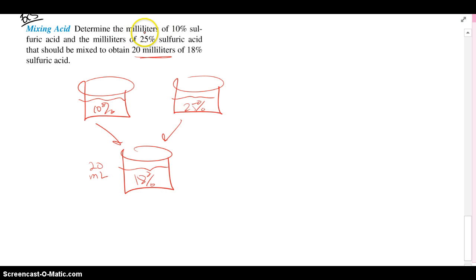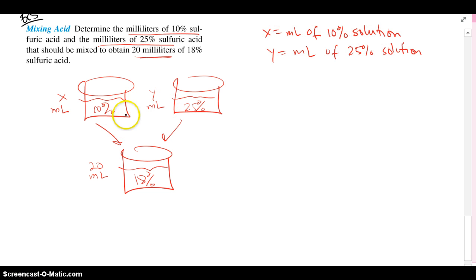It says determine the milliliters of this one and this one. So I don't know how high this should be. I'll say x milliliters. I don't know how high that should be. y milliliters. And that's going to give me my two equations. So x is the milliliters of the first, y is the milliliters of the second, and I do know that total they add up to 20 milliliters, so there's one equation.